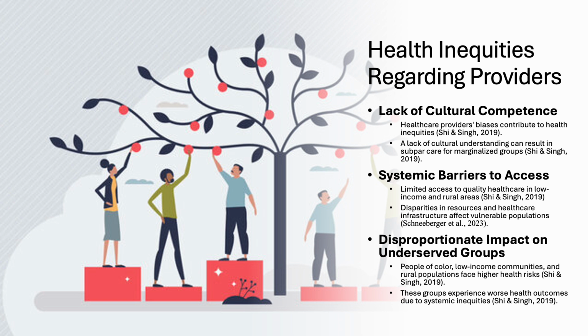Health inequities regarding providers in the United States are often perpetuated by healthcare providers who may exhibit bias or lack of cultural competence. This leads to disparities in care for marginalized communities such as low income or people of color. These inequities are further exacerbated by systemic barriers such as limited access to quality of care, as well as low income and rural areas. Health inequities in coverage in rural and more impoverished areas are due to the lack of providers as well as the lack of medical facilities.